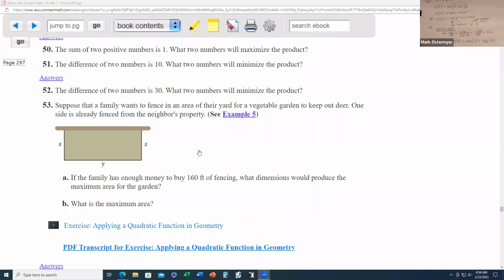Number 53s. Hold on a second. I gotta make sure we're adhering to the clock here.